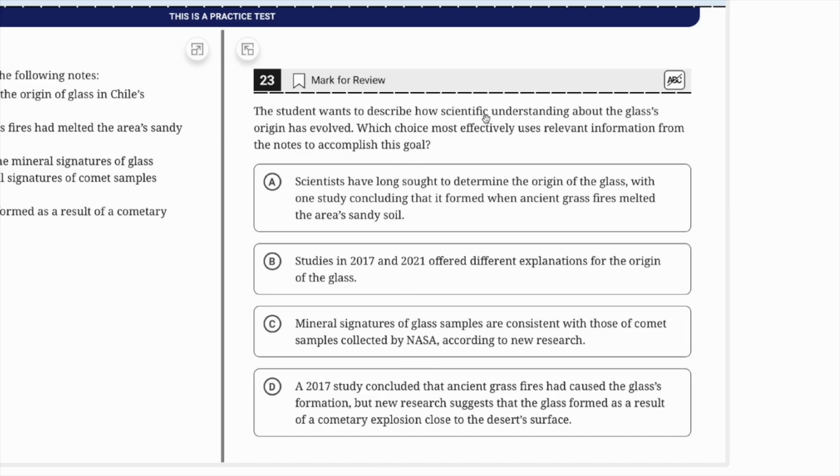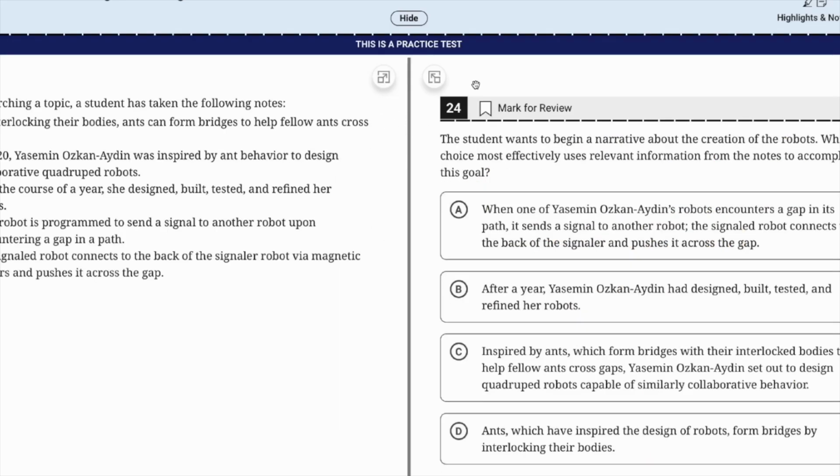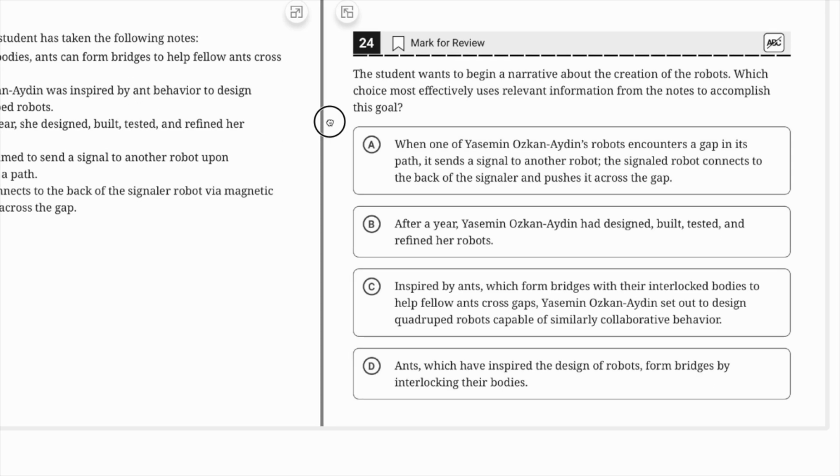So, how scientific understanding about the glass's origin has evolved. So A doesn't say anything about how it has evolved. It's just saying that one study concluded this, but that doesn't say anything about how that understanding has changed over time. Neither does that. Neither does that. So yeah, this is the only one that talks about how it has evolved over time. And since it is the only one that does that, we don't have to look and verify it. I mean, we could if we wanted, if you have the luxury of time, but time is important, efficiency is important, so we only want to do that if it's necessary.